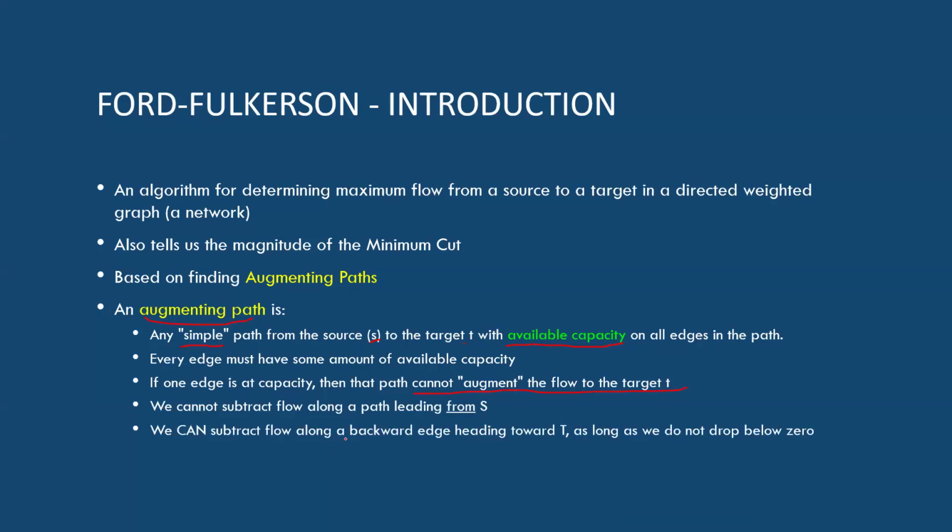Now, we can push flow backward as long as we do not drop below zero. So imagine two people pushing against each other, right? One is pushing really hard. That's kind of the positive flow of water. And somebody else pushes back and you're back to equilibrium. So sort of pushing back on that flow in a backward way is okay, as long as you don't create a negative flow. This is one of the rules of the Ford-Fulkerson algorithm.